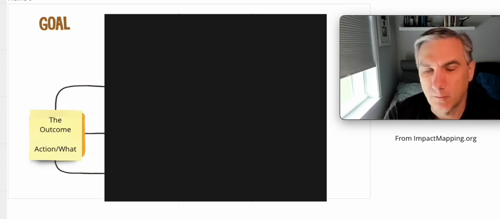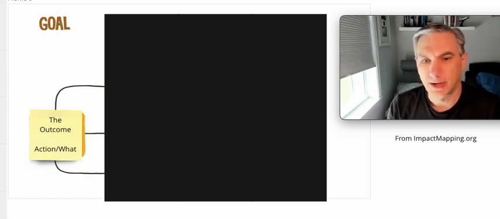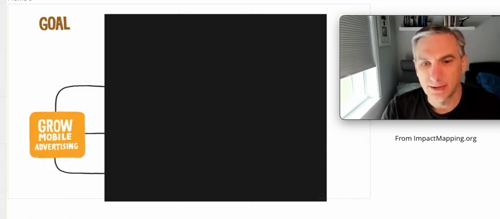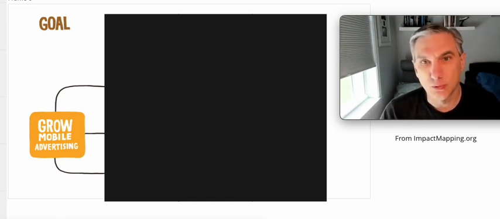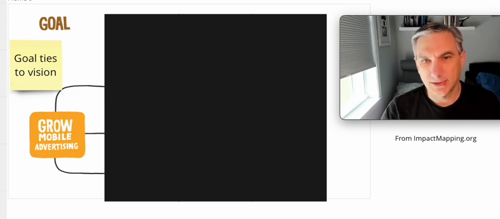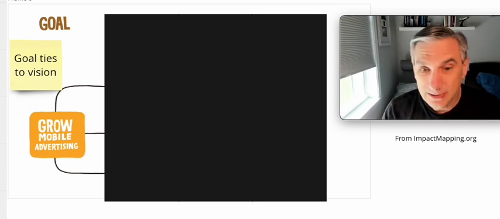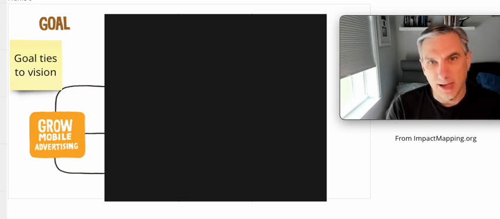So just a few notes here before we get started, right? We always want to start with a goal, and this is the outcome, right? And I prefer the action what format. So if you take a look here, we're going to use this service, mobile advertising. What's the goal here? Specifically, we want to grow mobile advertising. Always remember that a goal ties to a vision. So in this case, the company probably has a longer term vision that involves mobile advertising, or maybe it is all about mobile advertising. Don't know for the scope of this example. That's on impactmapping.org. But always have a goal, and that goal ties to the vision of your company, organization, etc.